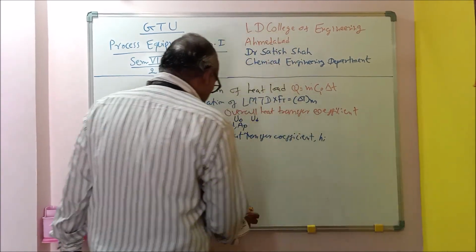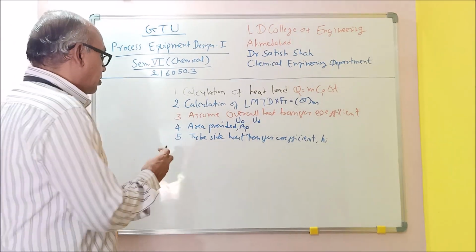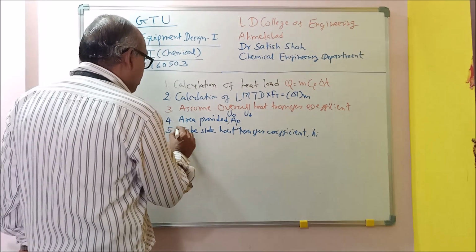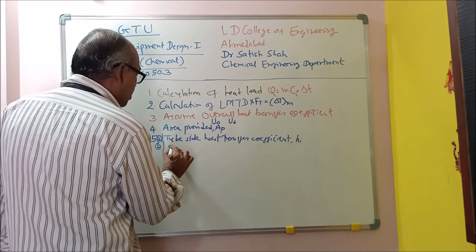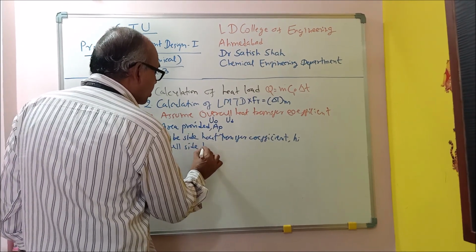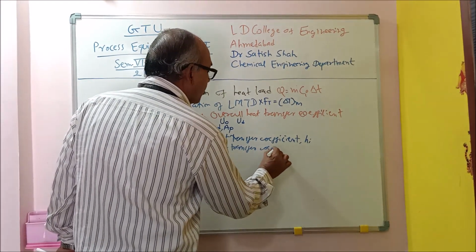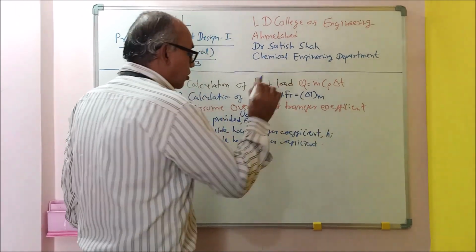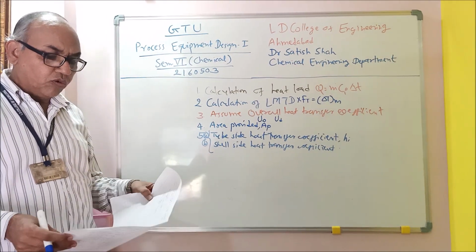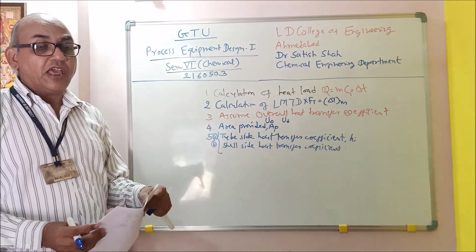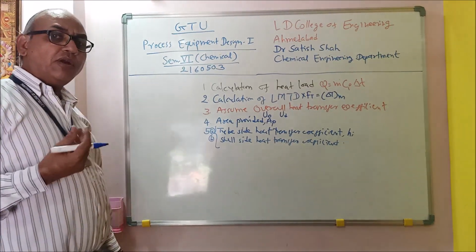Now let us discuss the next step, that is the calculation of shell side heat transfer coefficient. So I can divide this part 5 into 2 parts, A and B. This B will be shell side heat transfer coefficient. Now see, when you go for shell side heat transfer coefficient, before that what you have to do? You have to find out the bundle diameter, because now you have to fix the diameter of the shell. So how will you calculate the bundle diameter?